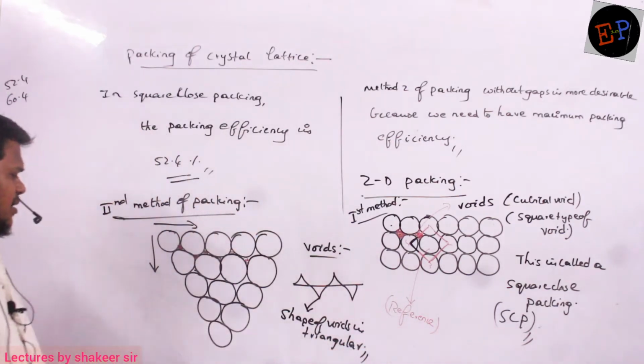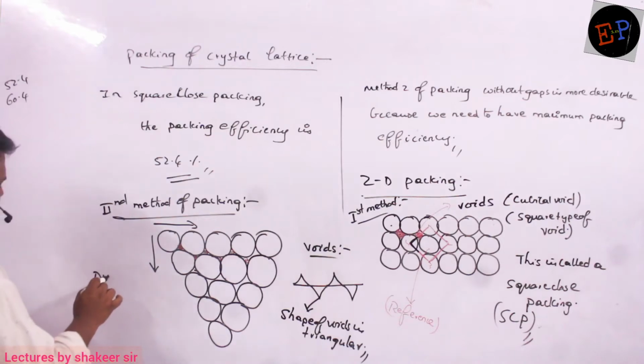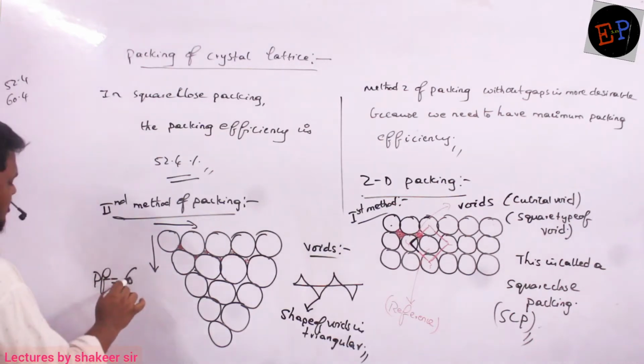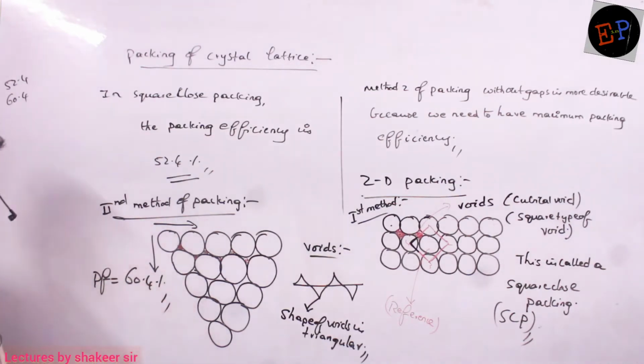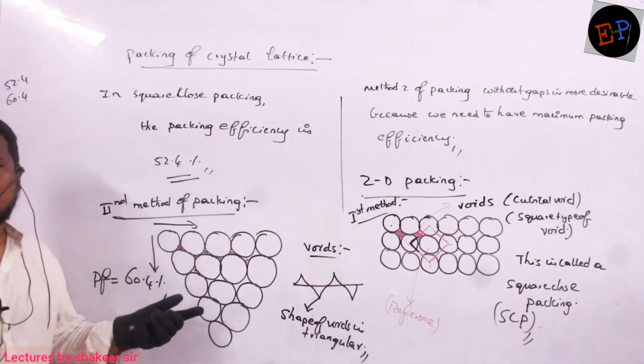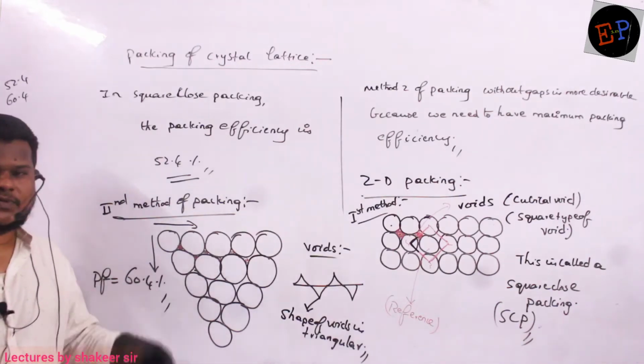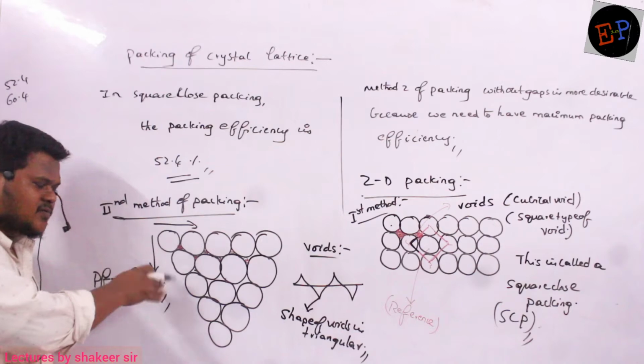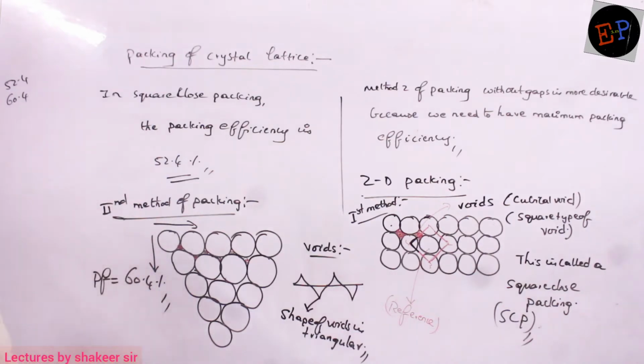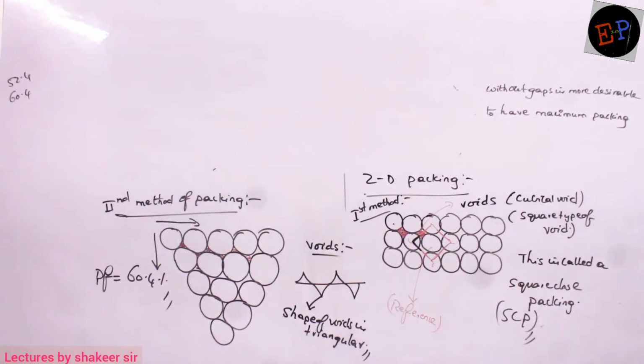And what is its packing efficiency or packing fraction? 60.4%. This is the packing efficiency of this two-dimensional arrangement of atoms, where atoms are arranged lengthwise as well as breadthwise. Are you able to understand? Okay, so make a note up to here.